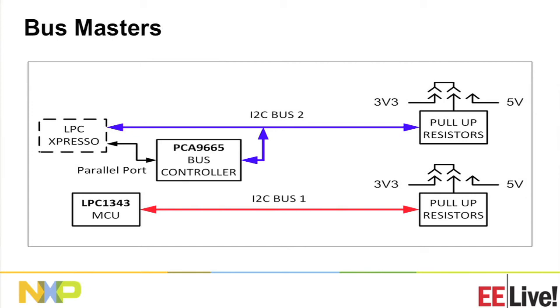The second bus, the one shown in blue, is identical, except it is driven by an LPC Espresso module. And you may have seen those if you're familiar with the NXP product line. We have some little plug-in boards that have a programmer built in. You can write your own code, plug it into our board, and drive the other bus.